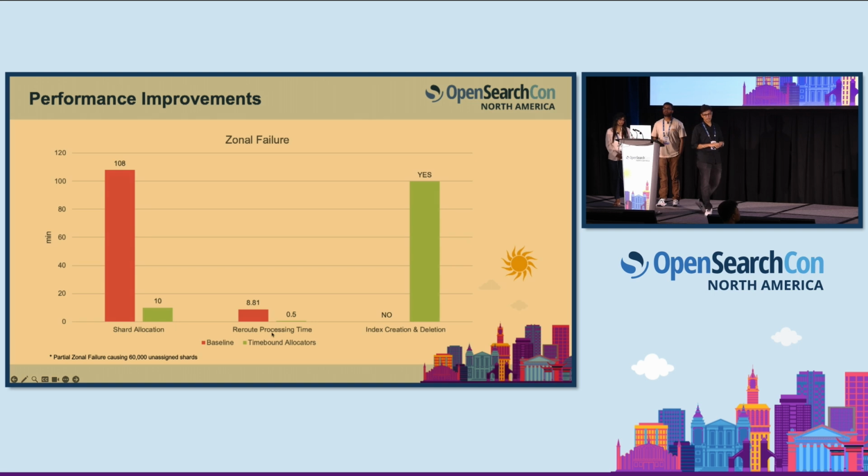During zonal failure scenarios, let's say you had a partial zonal failure which led to 60,000 unassigned shards, and a lot of nodes in a particular availability zone were dropped, with 60,000 unassigned shards getting created. Earlier, the recovery time with shard allocation was 108 minutes. After our optimization, it went down to 10 minutes. Reroute processing time, which was nearly 8.8 minutes, went down to nearly 30 seconds.